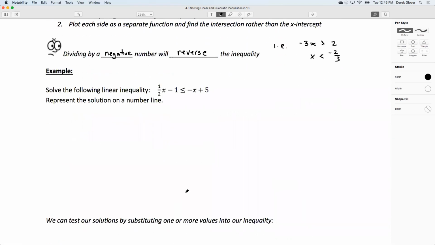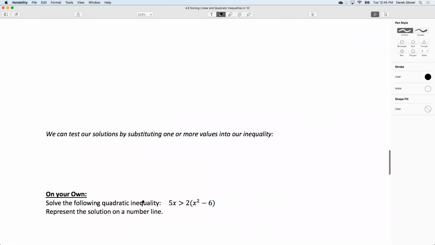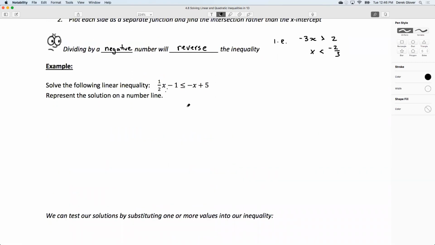All right, so let's try one of these questions. Solve the following linear inequality. 1/2 x minus 1 is less than or equal to minus x plus 5. What we're going to do this time is we're going to solve this equation by graphing two functions and finding the intersect. And then the next question, we'll go ahead and we will actually solve it by rearranging.